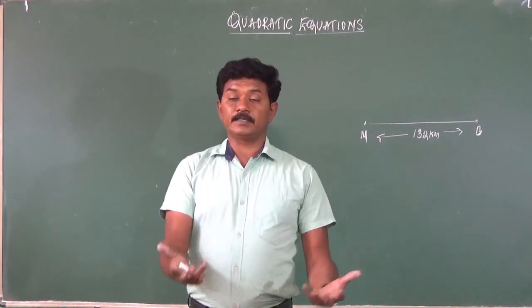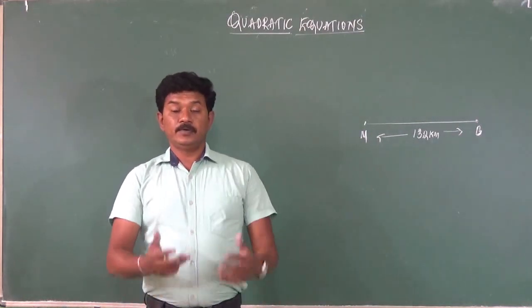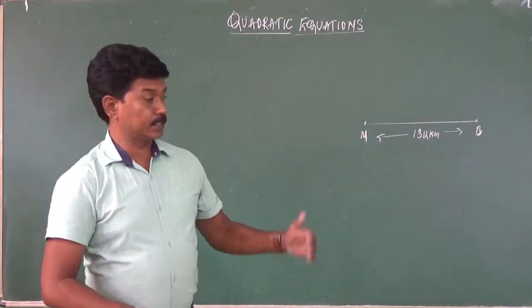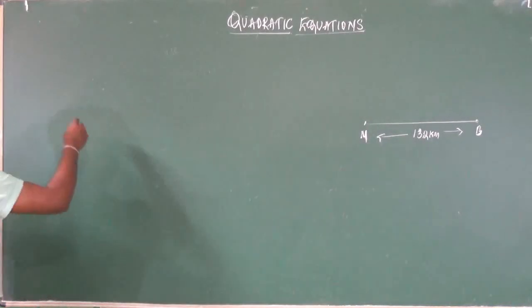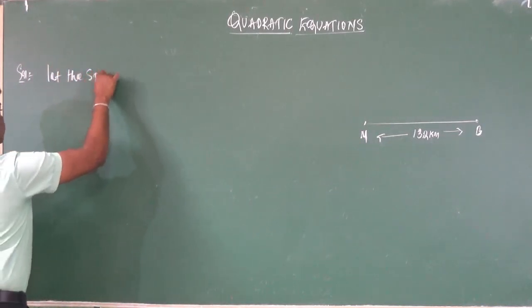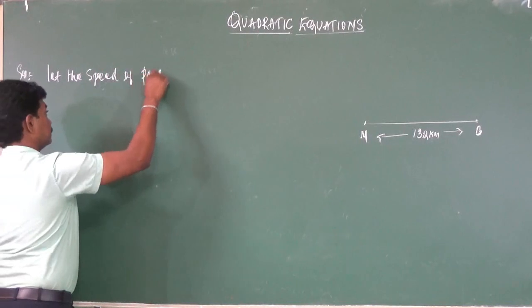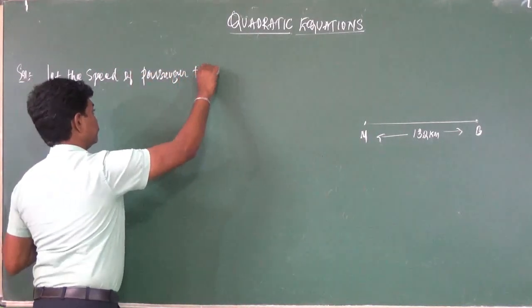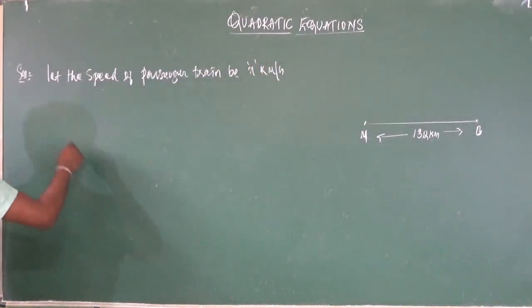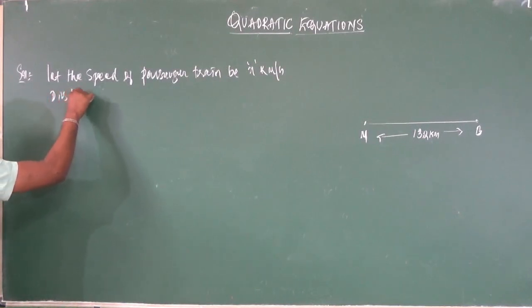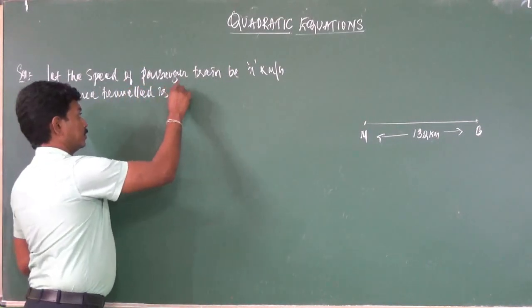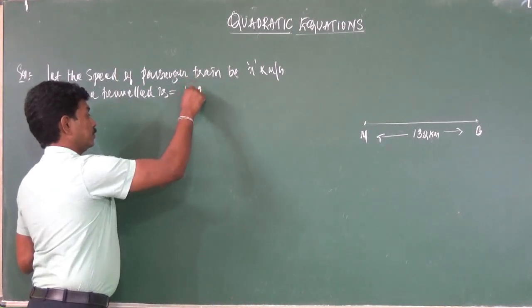So let us calculate the time factors for both the things, keeping the distance constant. You are going to get two equations because the difference in timings is 1 hour. So based on that we will set up the quadratic equation. So the problem goes like this, please follow this. So let the speed of the passenger train be x kilometer per hour. So this is the speed. Okay. Distance traveled is 132 kilometers. Sorry, 132 kilometers distance.